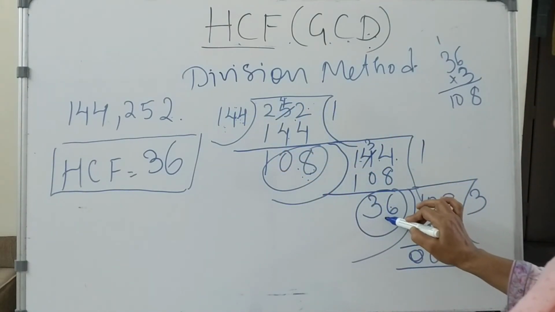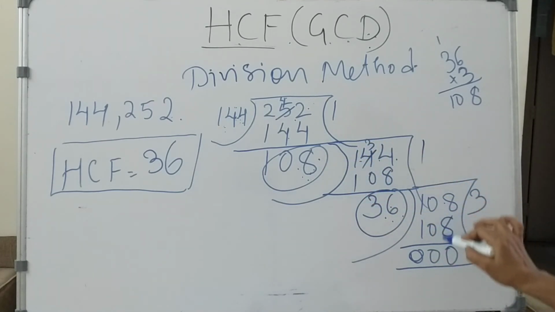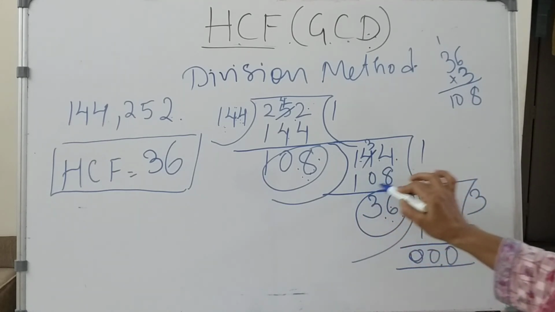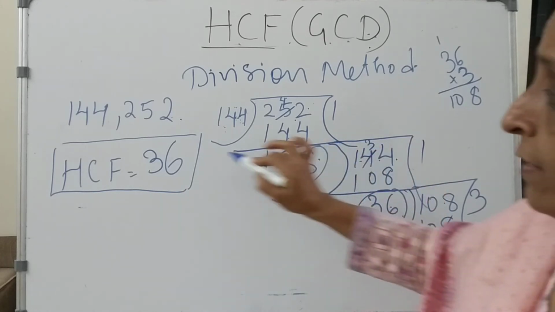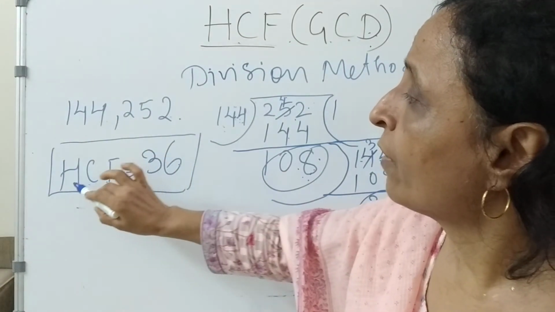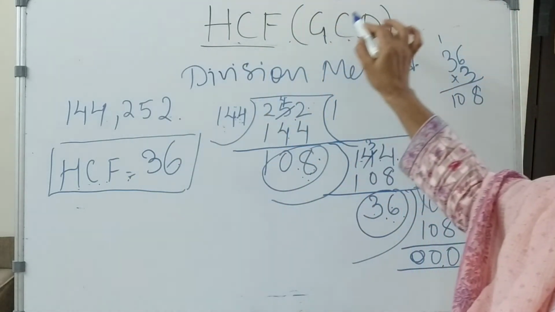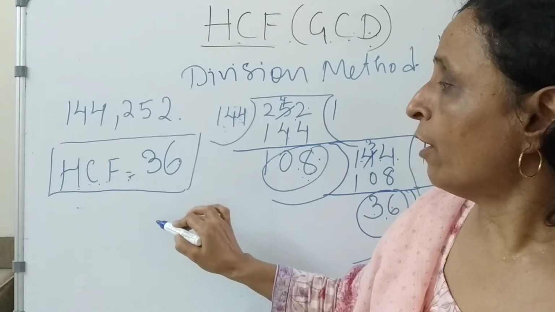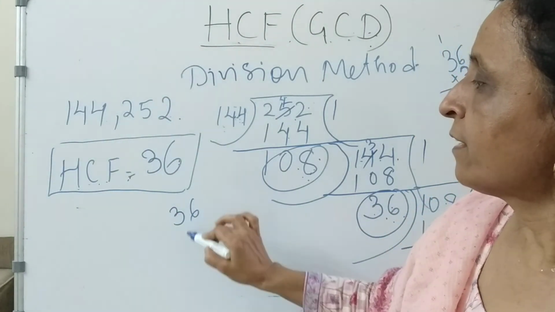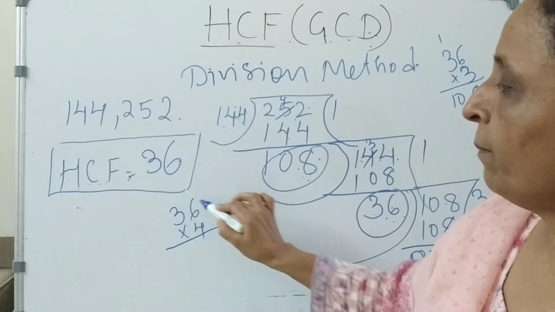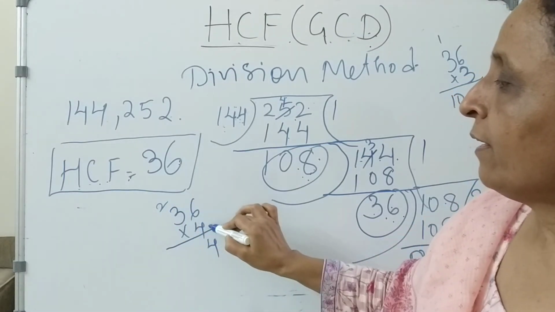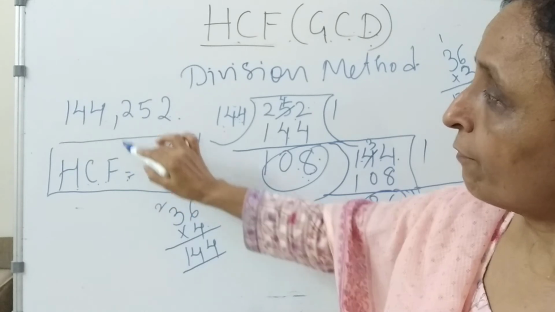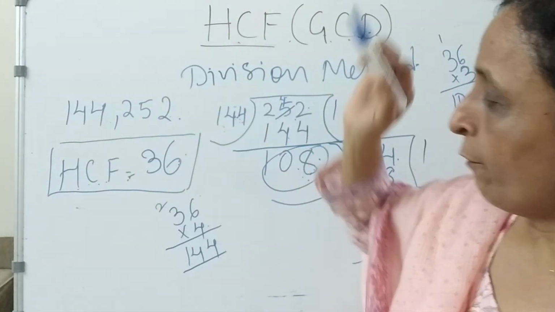And again when you get the remainder, you divide this divisor till you get 0, and the last divisor would be the HCF, highest common factor, greatest common divisor. So this is the HCF. Now you will see that 36 into 4 you can multiply, 3 4s are 12, 13, 14, 144. So this can be divided by 36 to get 4.